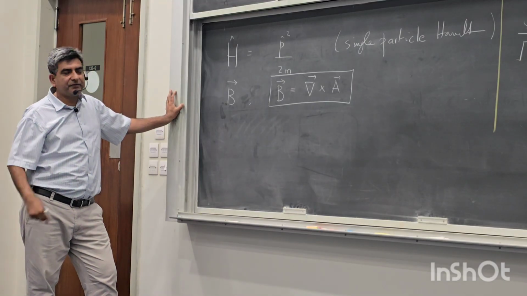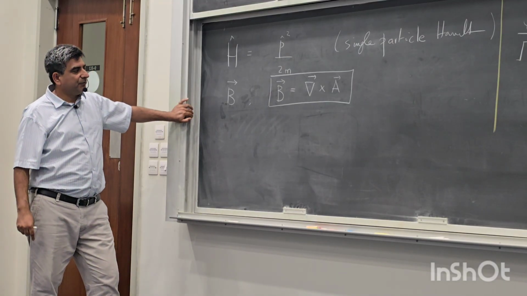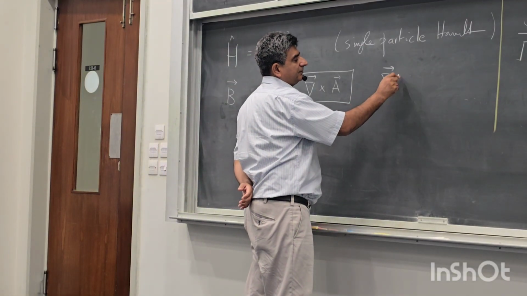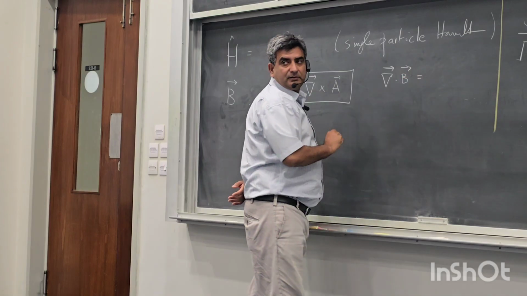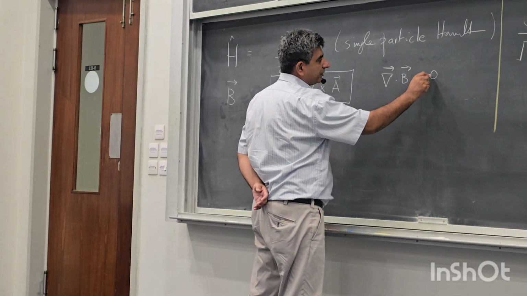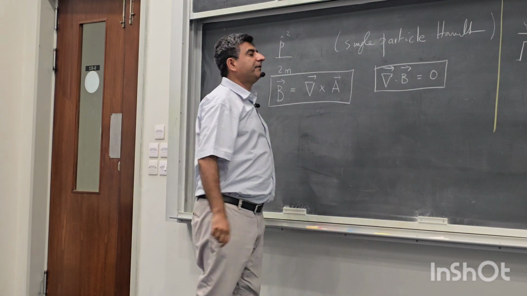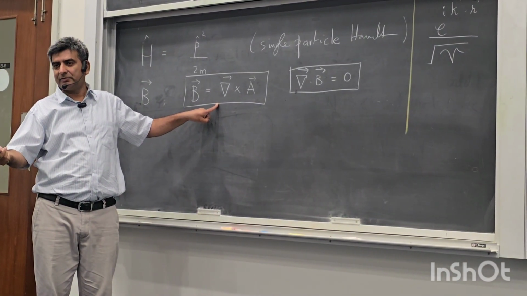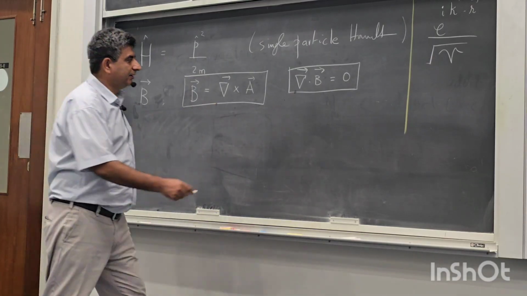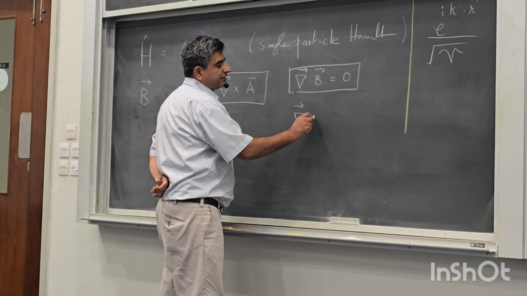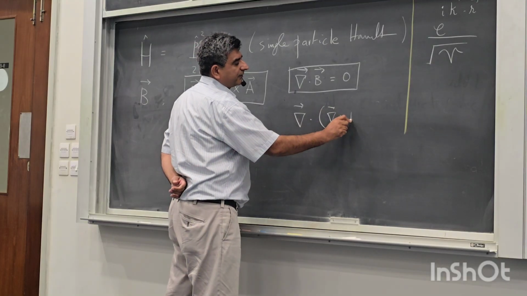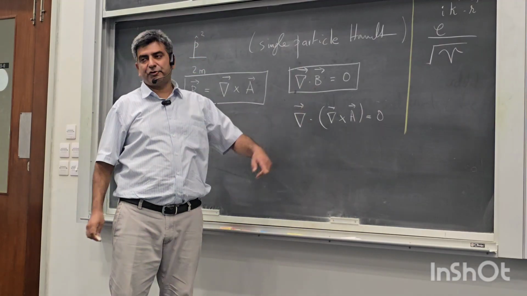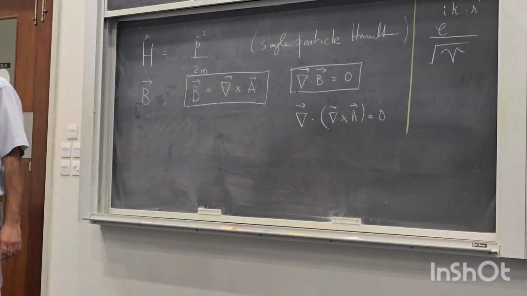And why can we define the magnetic field in this fashion? We can define the magnetic field in this fashion because we know that the divergence of a magnetic field is 0, Maxwell's equation, and we know that the divergence of a curl of something is 0. This we know from differential geometry. So we can define our magnetic field to be the curl of a vector potential.